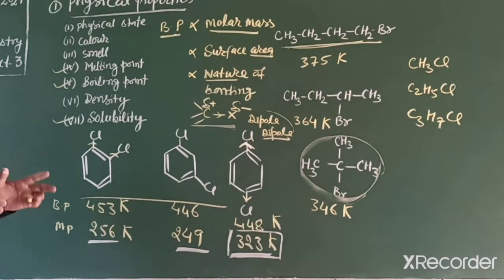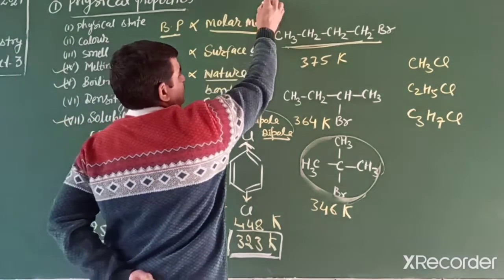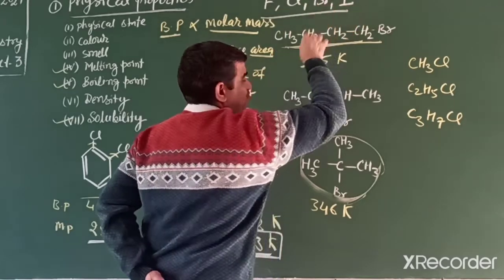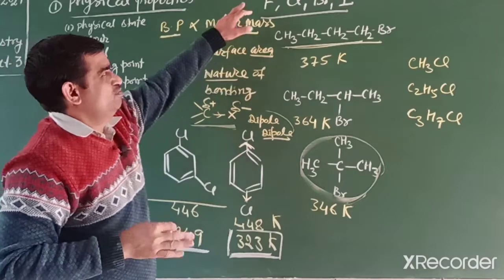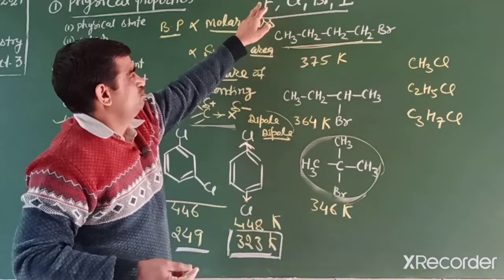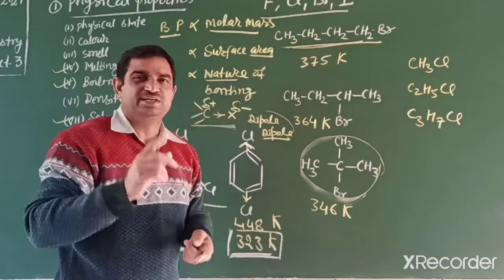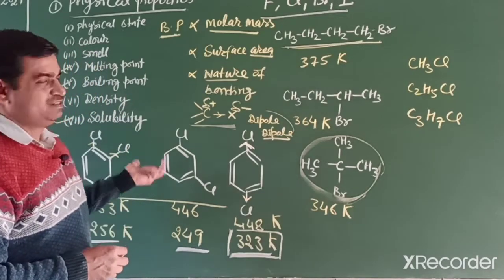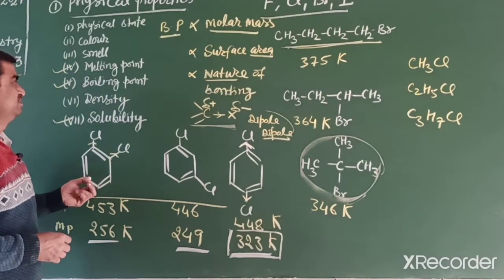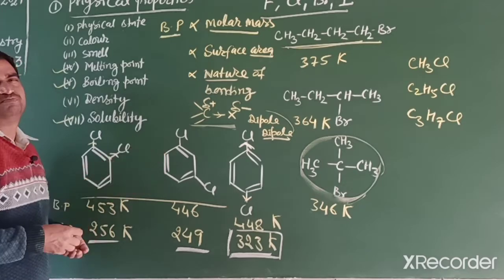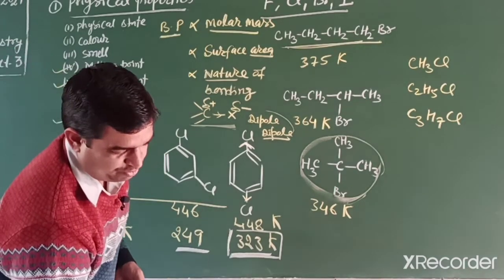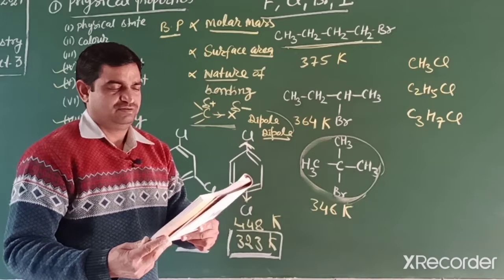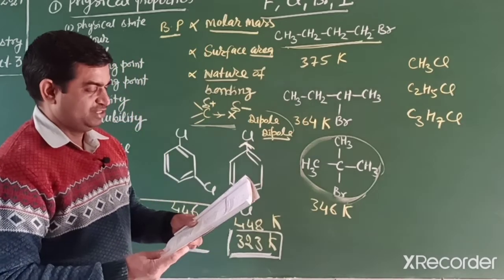Another one: if we consider the halides, for example fluorine, chlorine, bromine and iodine, which one has the higher boiling point and melting point? When molar mass increases, boiling point increases. Descending the group from fluorine to iodine, size increases, molar mass increases, and boiling point increases. That is the simple reason. Sometimes a question comes in the exam: arrange the following compounds in increasing order of their boiling point. Such questions are given in your NCERT book.